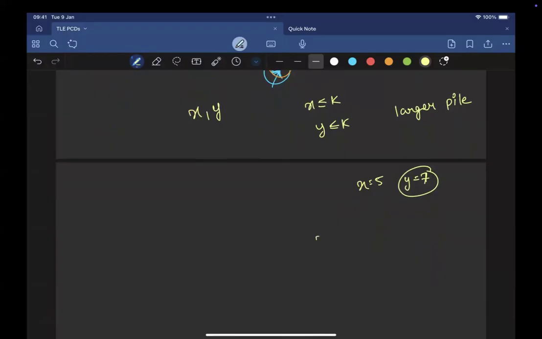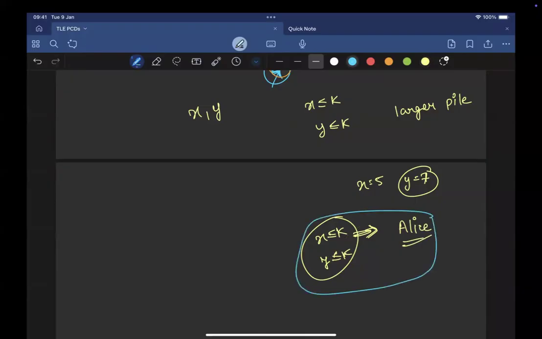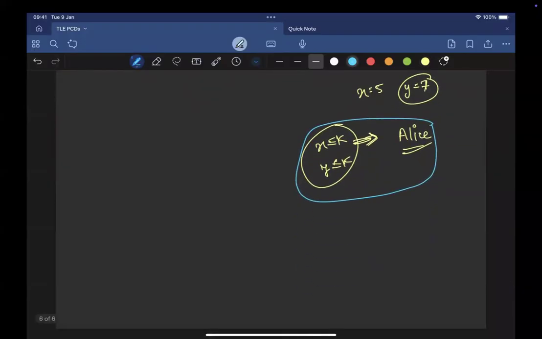So as long as x is less than or equal to k and y is less than or equal to k, it doesn't really matter whether x is greater, y is greater, or both are equal, because you will just remove the larger pile and Bob will have to remove one more stone than the larger pile that you had removed. And obviously, that does not exist. So Alice will win in this case. Right. This was the actual thought process in which I had approached this problem, how I had got the idea for this problem.